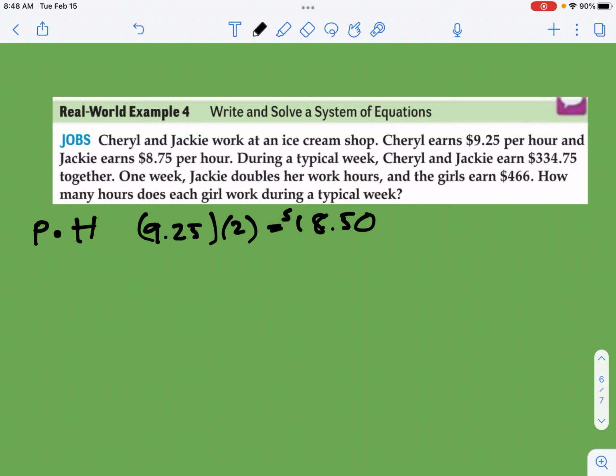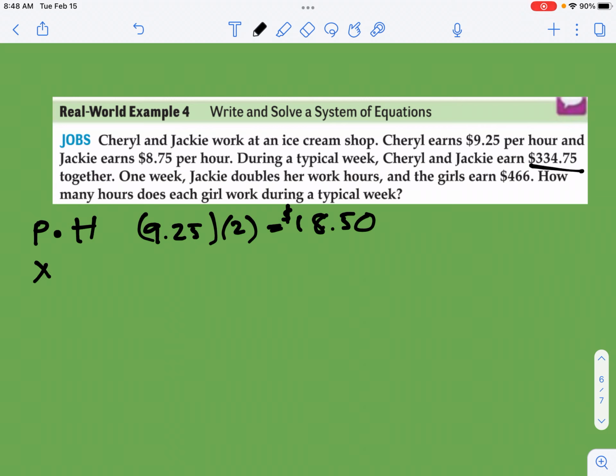I made $18.50, right? So you can figure out how we got to $334.75 by taking the number of hours they each work, multiplying it by their wage, and adding them together. So that helps us determine our variables.